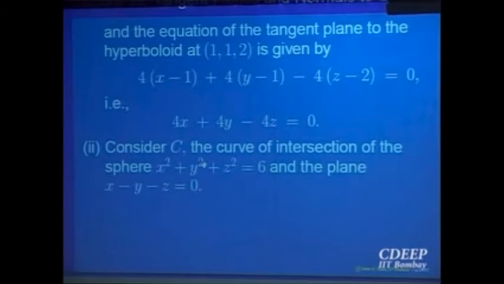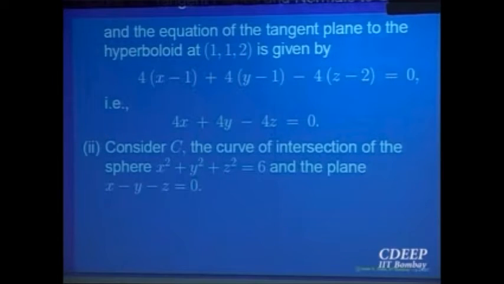A sphere is cut by a plane, so you will get a curve. The important thing is that the curve of intersection lies on both the surfaces. That is the important thing to observe. And if the curve lies on both the surfaces, then the gradients of both the surfaces are going to be normal to that curve, right?